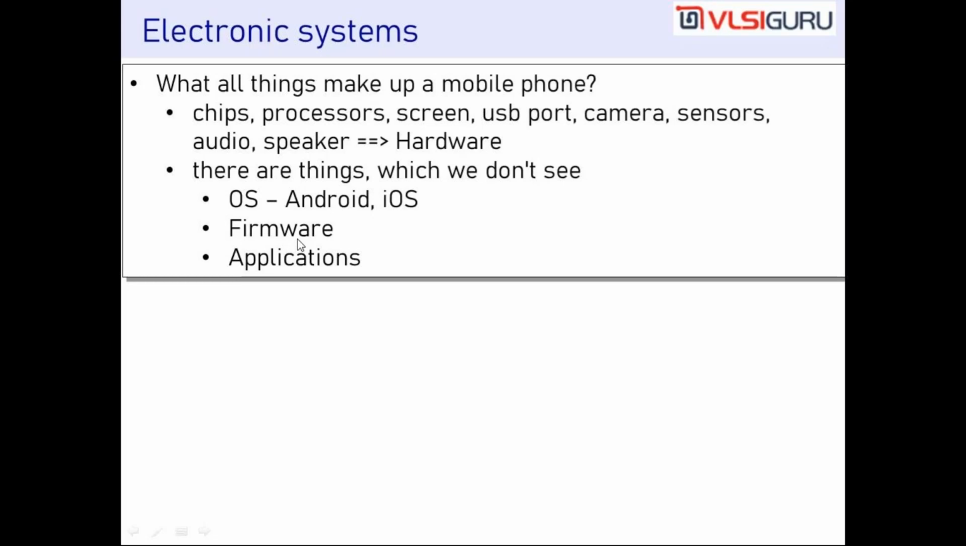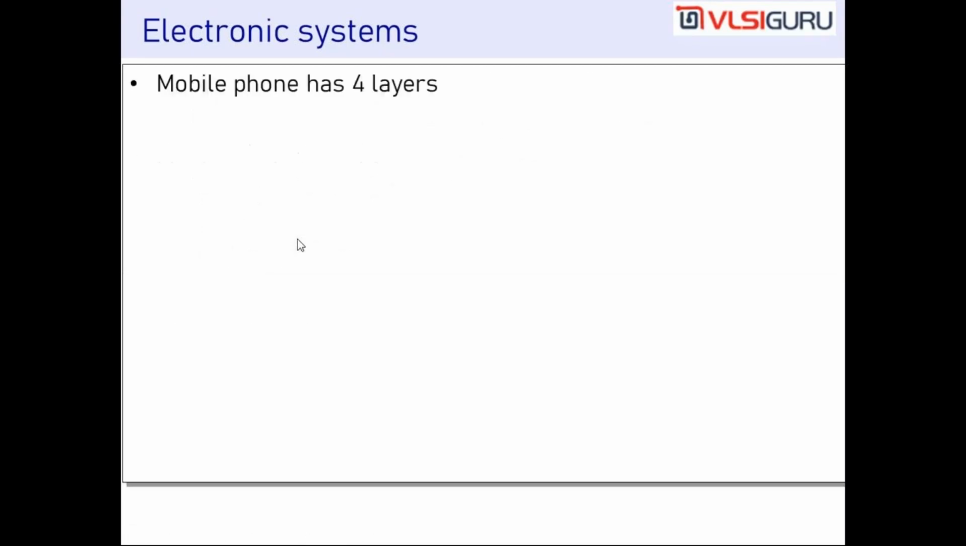Then you have applications. What is an application? Tell me an example. WhatsApp is an application. Google Pay is an application. Even the SMS window itself is an application, right? There could be 100 applications in your mobile phone. That is what collectively makes up the electronic system overall.